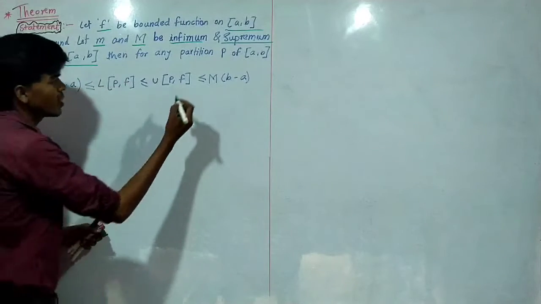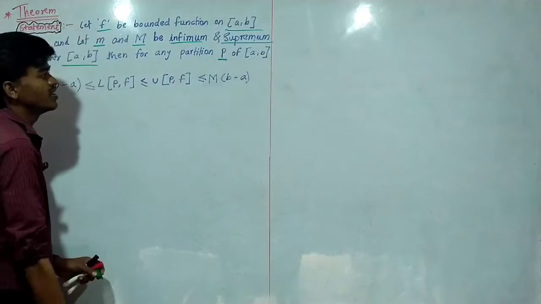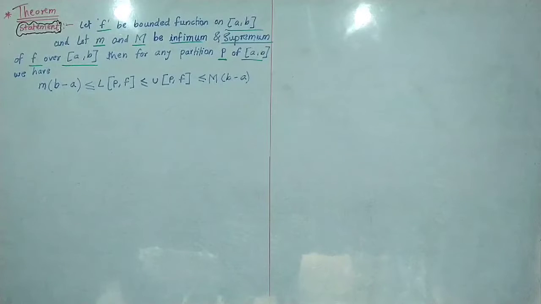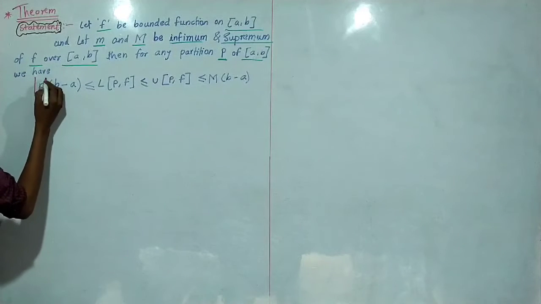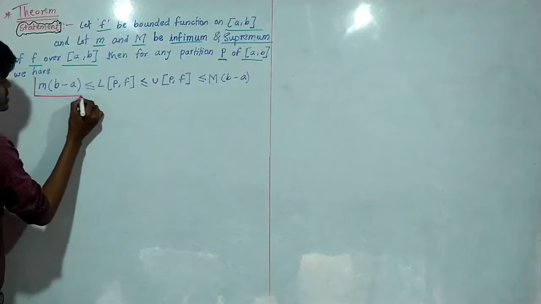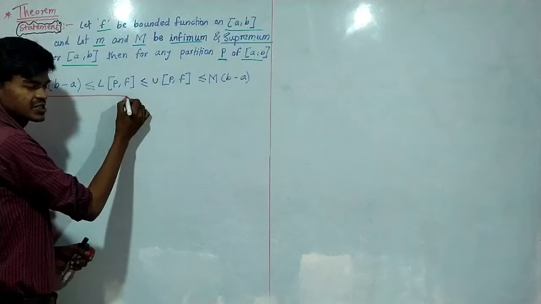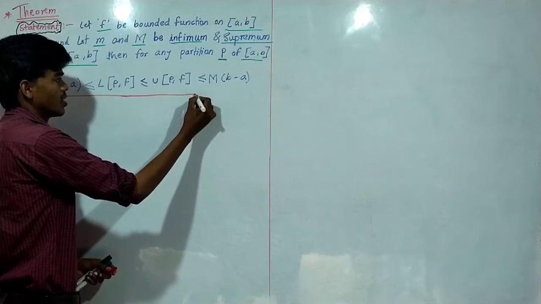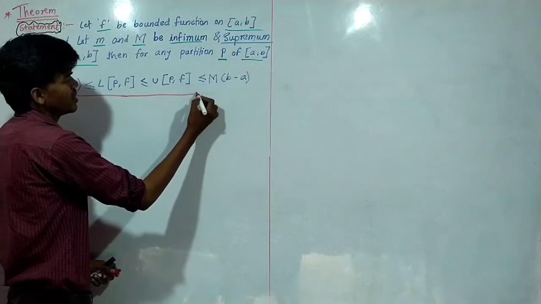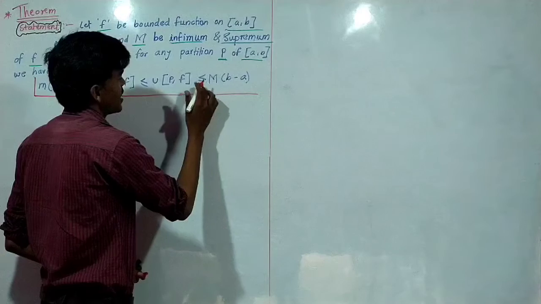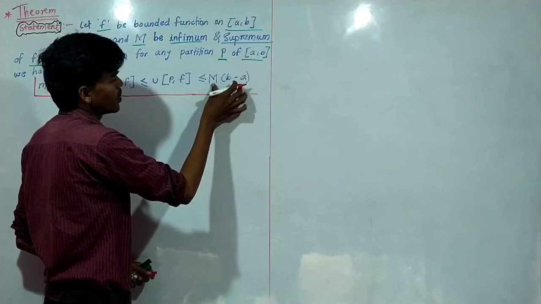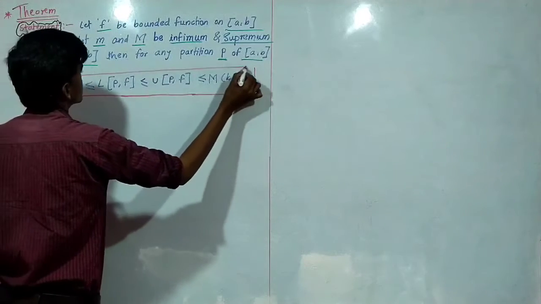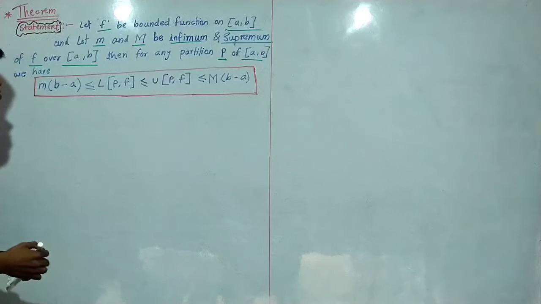Then for any partition P of AB, we have to prove that the lower bound is less than or equal to the lower sum of partition P over the function f, which is less than or equal to the upper sum over the partition P of the given function f, and it is less than or equal to the upper bound of the given interval or function. So this we have to prove.